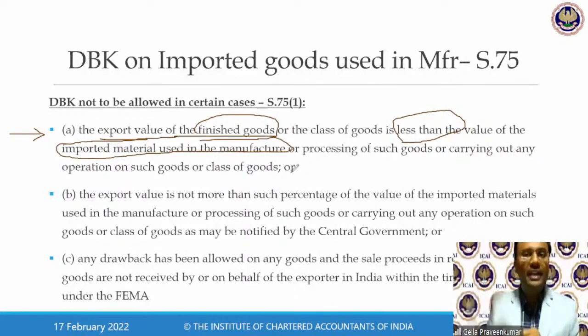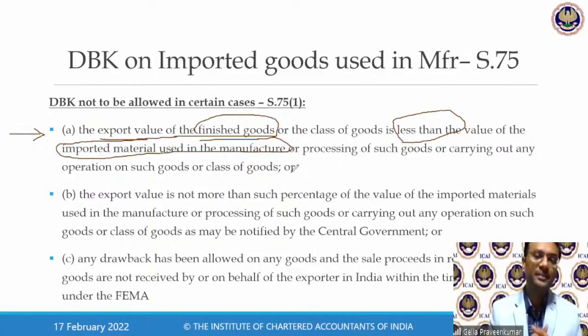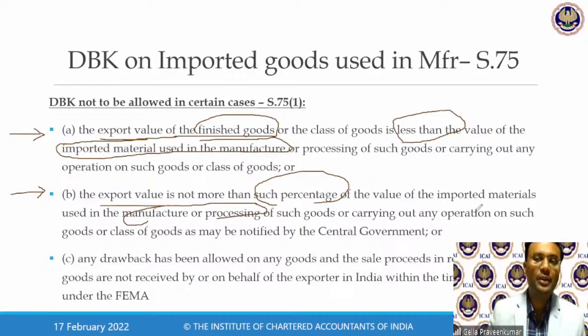So when I've exported the value for 2,500, the proper officer is going to say, Praveen, look, you have paid customs duty on 10,000. Now we have come with the export value of 2,500. Why should I give you a drawback? Because the value is much, much lesser. They reject your application. Next, the export value, scenario number 2. The export value is not more than such percentage of value of imported material used in the manufacturing process or carrying out operation.